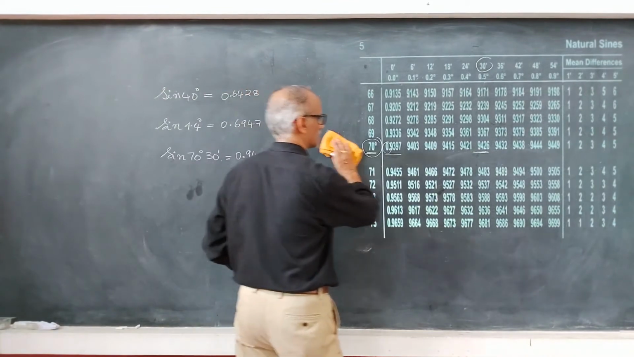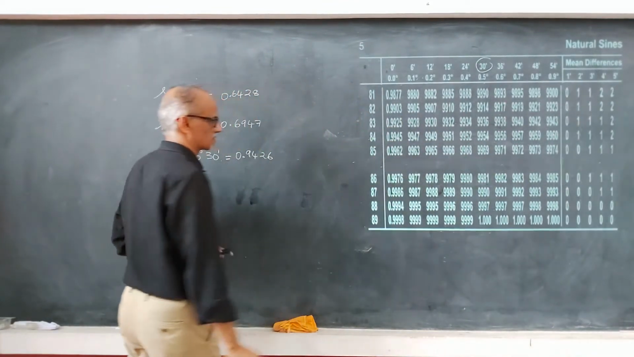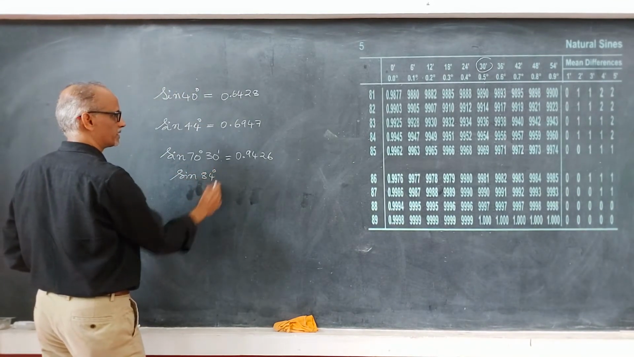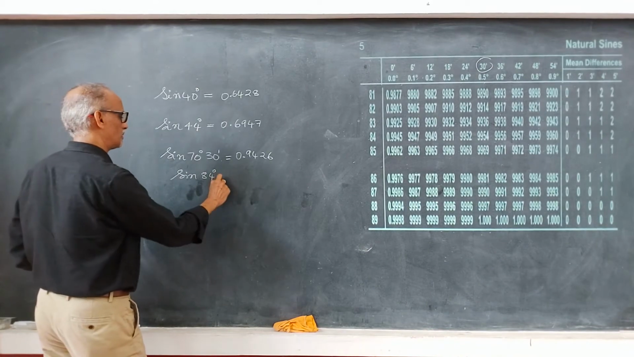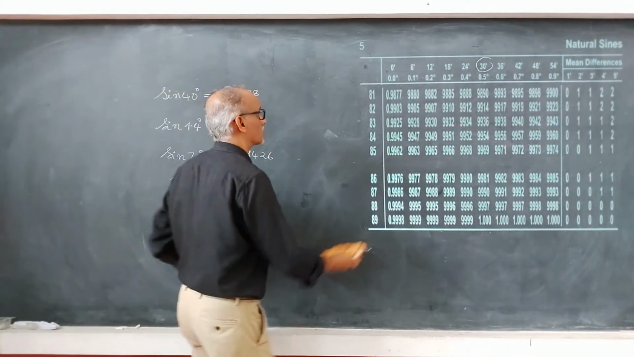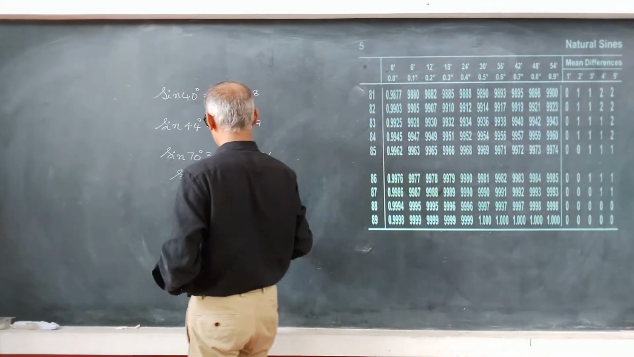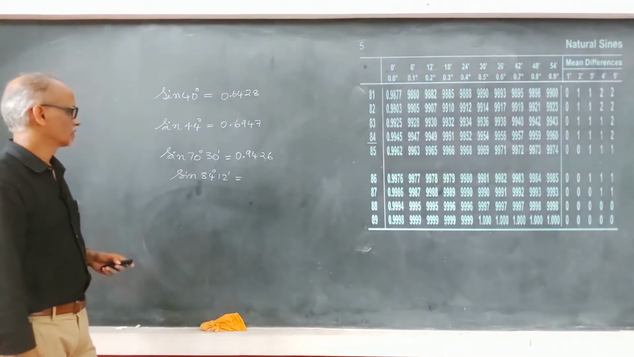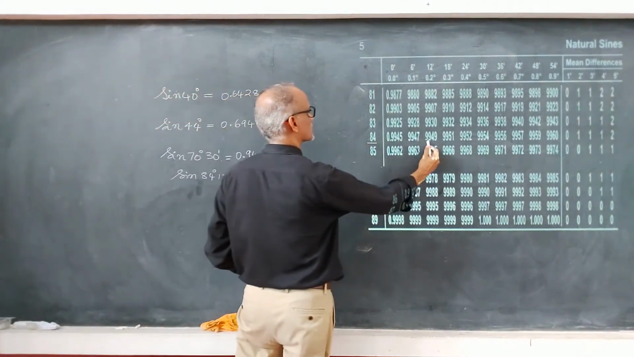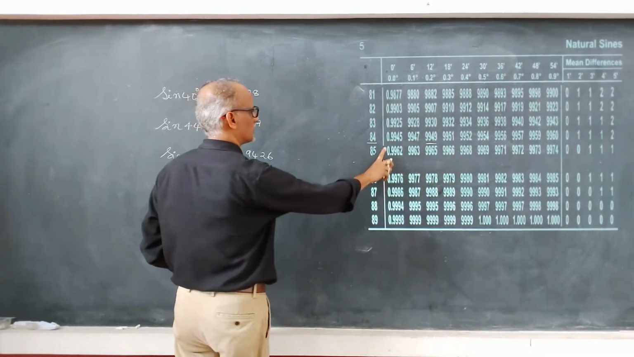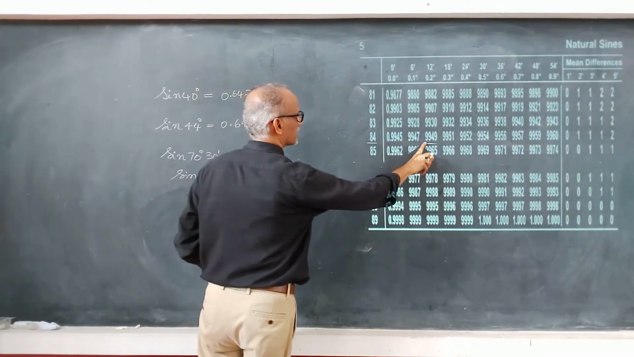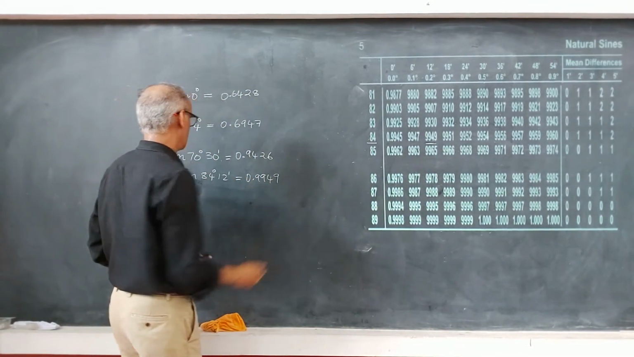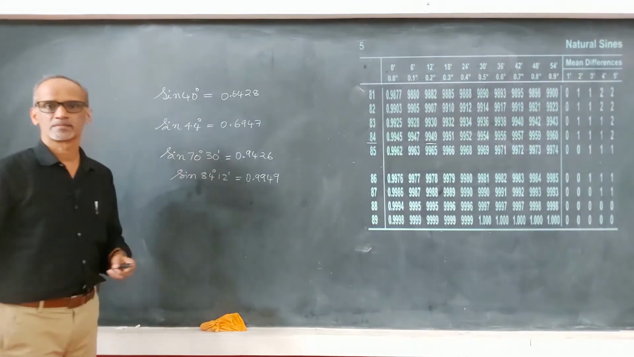Let us take some more numbers. I will take the next table. I will write sine of 84 degree 12 minutes. Sine 84 degree 12 minutes. 84 is here. 12 minutes. Where is 12? 12 is here. This is 12. So, it is 0.9949. 0.9949 is the value of sine 84 degree 12 minutes.